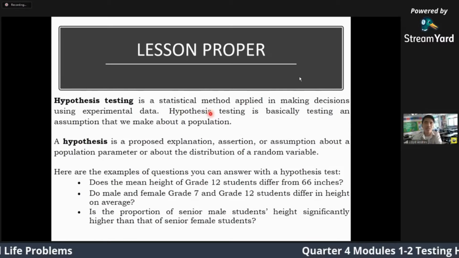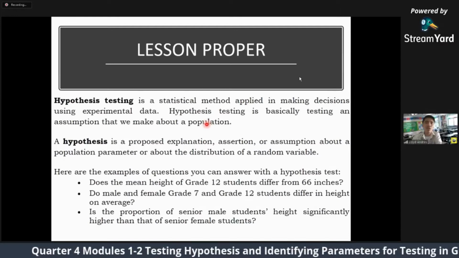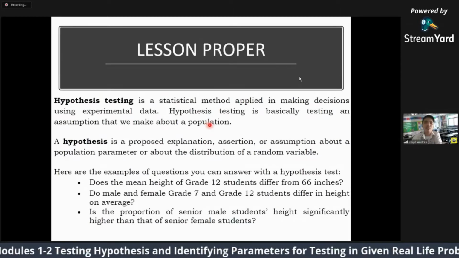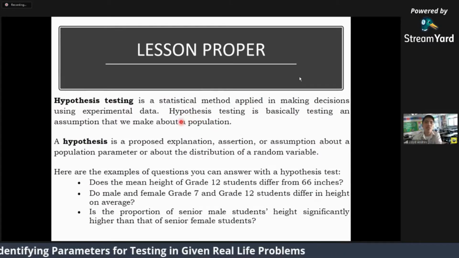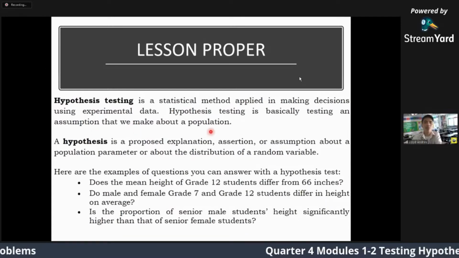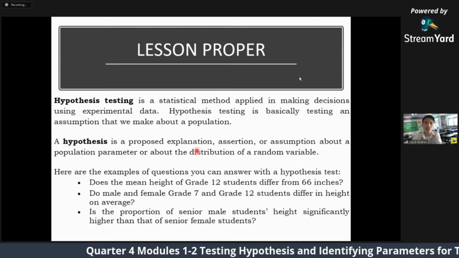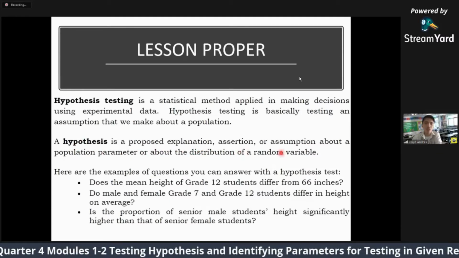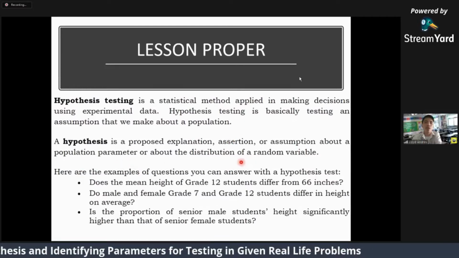Gamit ni sa inyong research puhon, especially quantitative research o sa inyong capstone sa last pang grade 12 ninyo. So, this is, again, you are testing a hypothesis. Basically, from the word hypothesis testing, testing an assumption out of your population. So, when you say hypothesis, it is a proposed explanation, assertion, or assumption about a population parameter or about the distribution of a random variable.